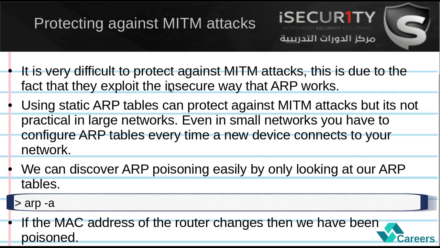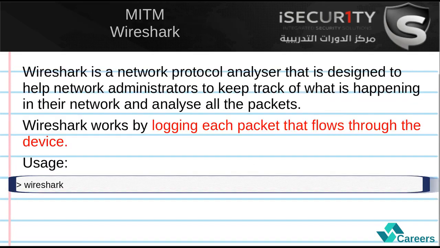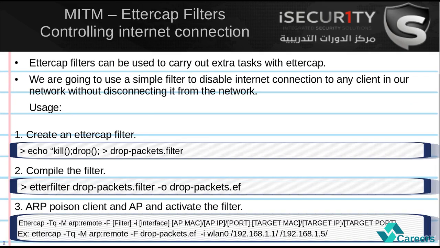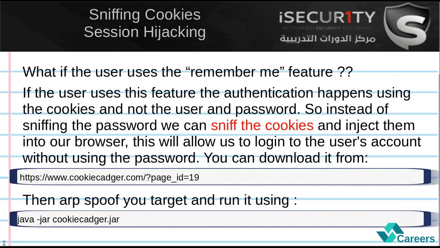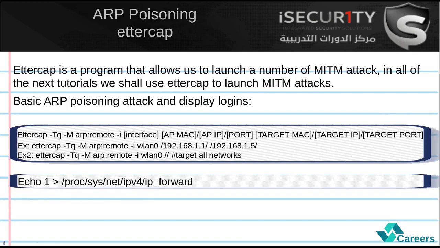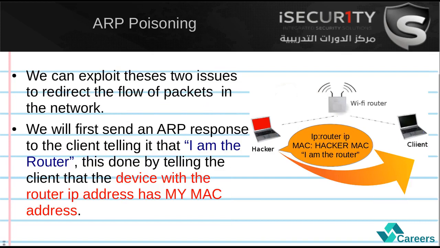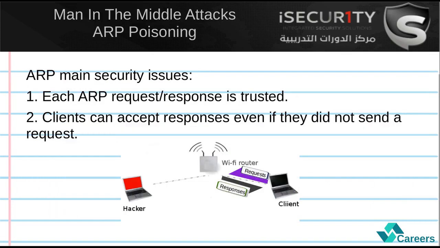Now we're gonna talk about how you can protect yourself against ARP poisoning attacks. If we go back to how ARP poisoning attacks work, if you remember, the way they work is by exploiting two major security flaws in the ARP protocol. The first one is that each ARP request or response is trusted. The second one is that clients accept responses even if they did not ask for it.